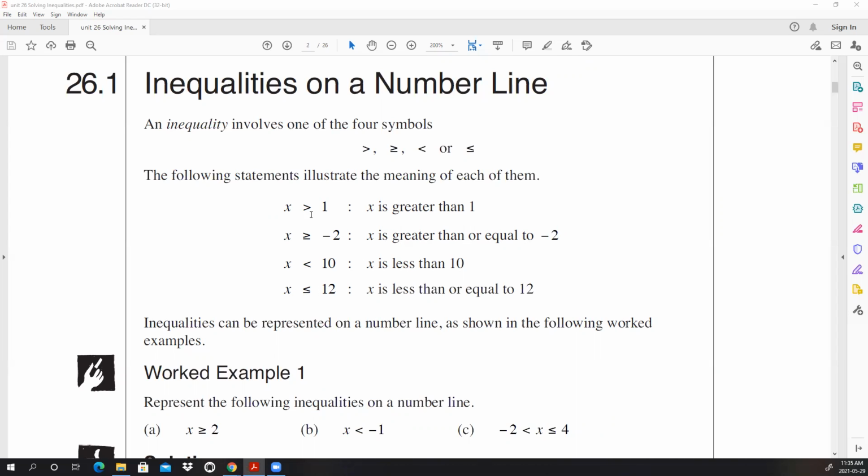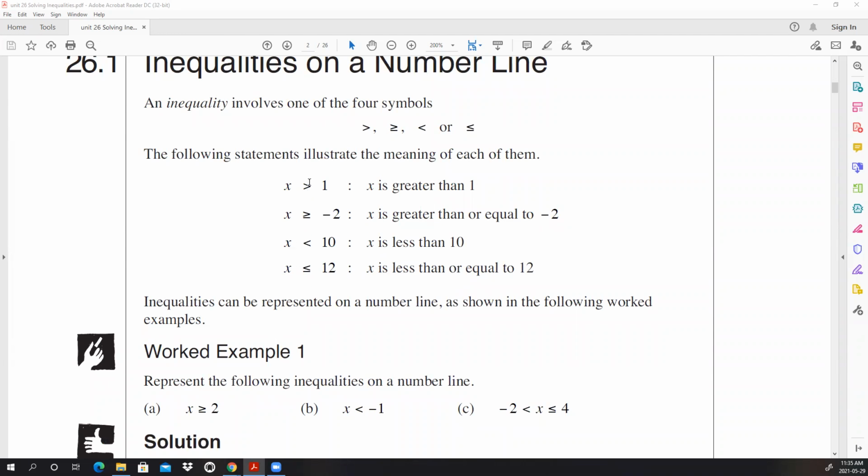Some persons have difficulty knowing what is greater than or what is less than. Wherever the open part of the arrow is, whatever is on that side is greater than what is on the other side. Or another way you can think of it: the arrow points to the number or variable that is less than the one on the other side. Either way you can look at it. I usually look at it as the part that opens up is the one that is greater.